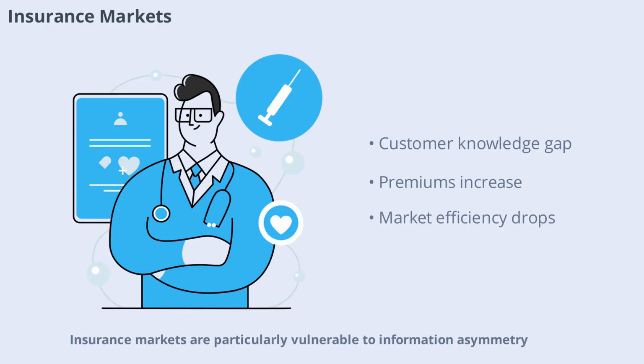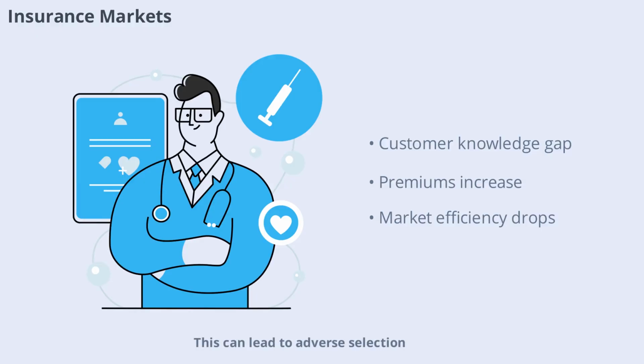Insurance markets are particularly vulnerable to information asymmetry. Customers know more about their health or driving habits than insurers do. This can lead to adverse selection, where only high-risk individuals buy insurance, and moral hazard, where insured people take more risks. Both effects can drive up premiums and reduce market efficiency.